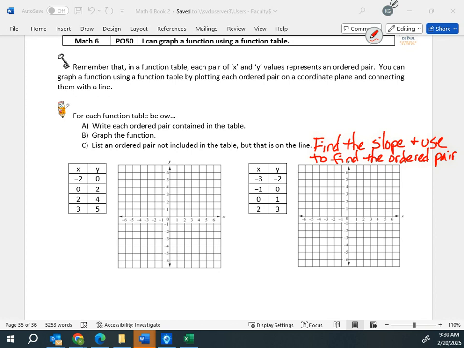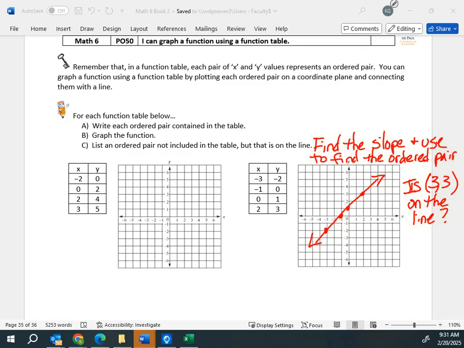There might be questions like, is this ordered pair found on the line? So if I graph this one, -3, -2, -1, 0, 1, 2, 3. It might ask a question like, is the ordered pair 3, 3 on the line? So if it's asking me, is 3, 3 on the line, I need to go to one of those points that I know and use my slope.